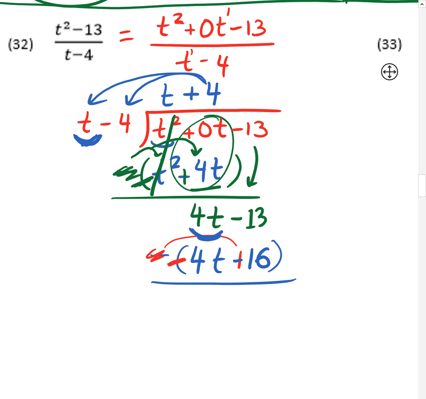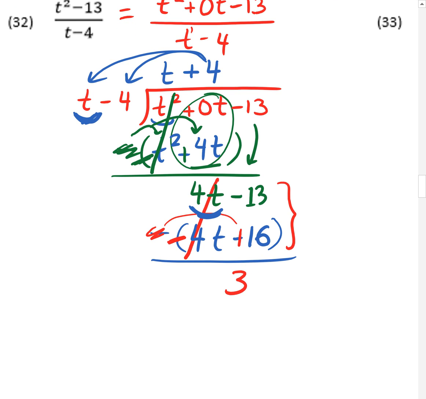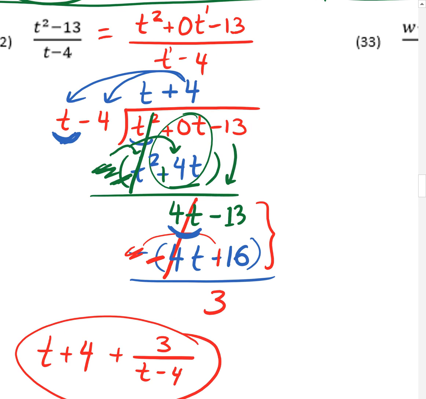And if I combine vertically, 4t minus 4t is nothing. But negative 13 plus positive 16 is 3. That must be our remainder there. The quotient is t plus 4 plus the remainder 3 over the divisor t minus 4. Beautiful.